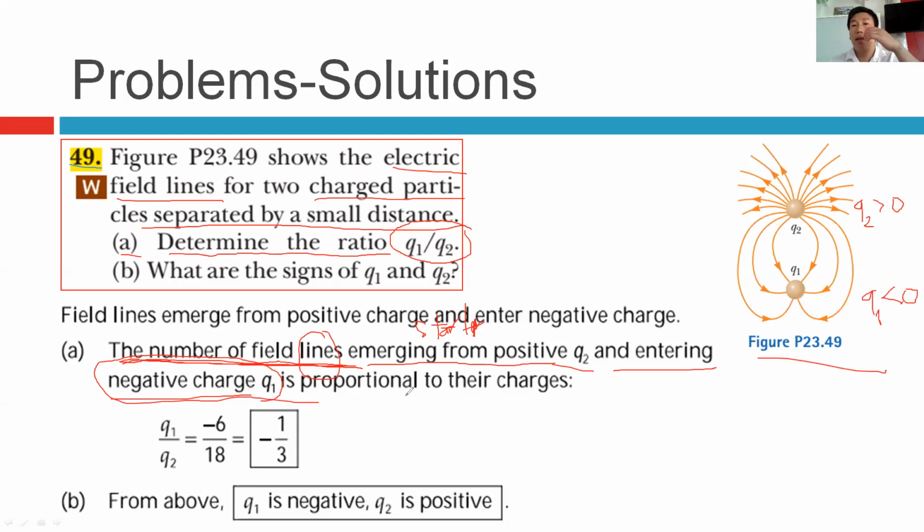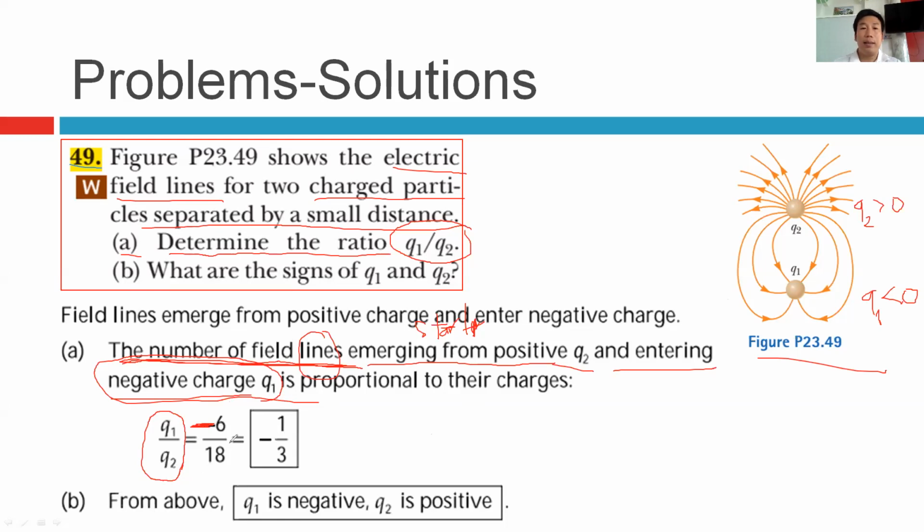And the magnitude of the charge needs to be proportional to the number of lines that we count. So if you want to obtain the ratio between Q1 and Q2, you just need to count the number of lines here. Q1 divided by Q2 equals: this one negative, this one positive, so it needs a minus sign here. And how many lines end at the negative charge? 1, 2, 3, 4, 5, 6. So we have 6 here.